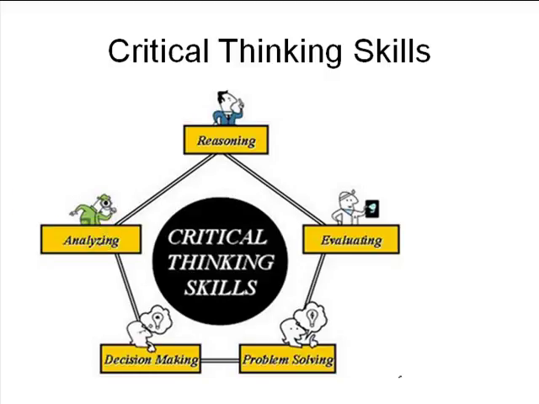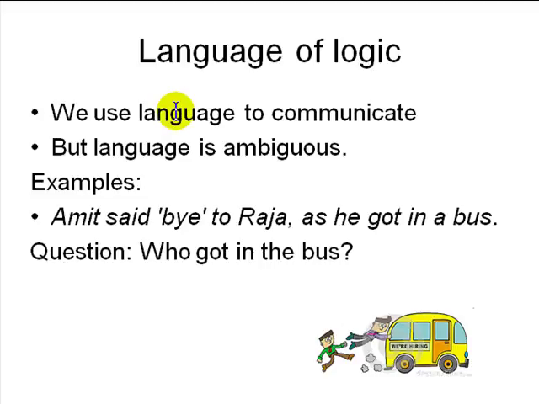So let's see. First of all, for thinking you need a language, and we use language to communicate. The language is ambiguous. So what do we mean by that? Let's look at an example. Ahmed said bye to Raja as he got into a bus. Who got into a bus? Ahmed or Raja? It's understood from the context who he refers to, but it can be ambiguous. So language is ambiguous, but we try to make language as precise as possible to avoid ambiguity.